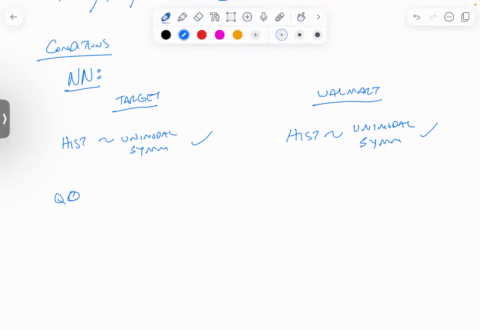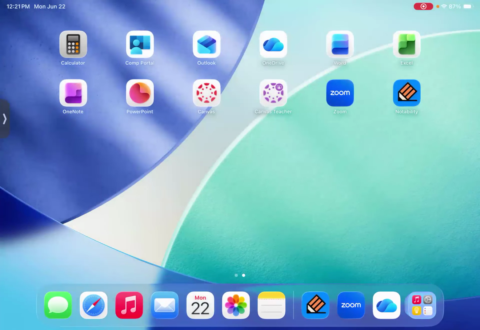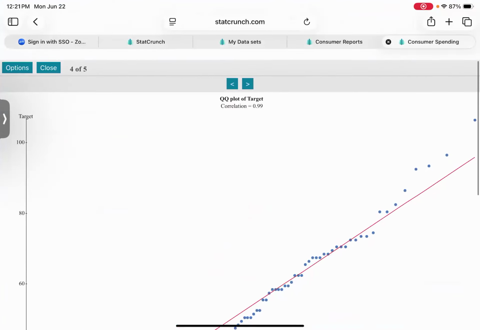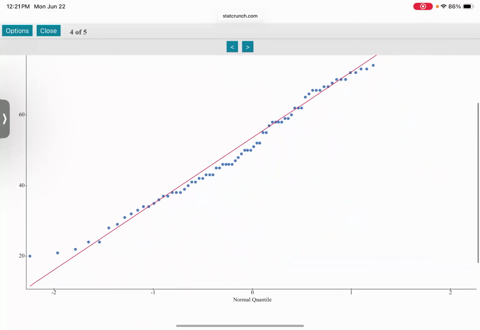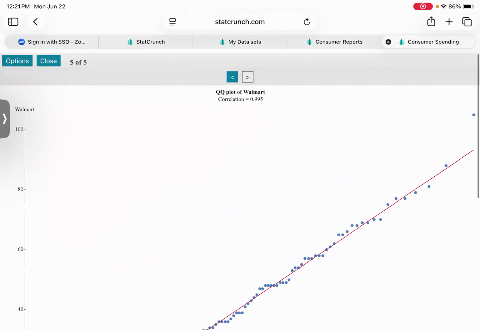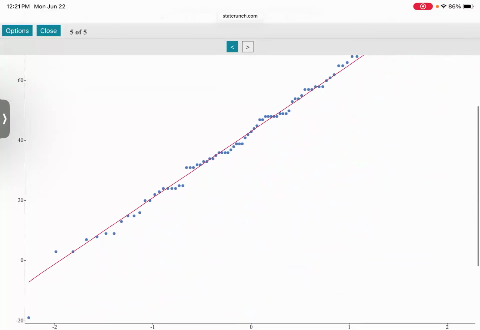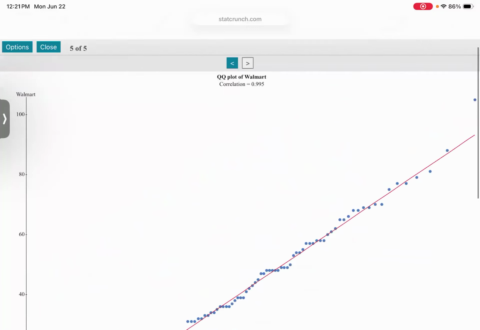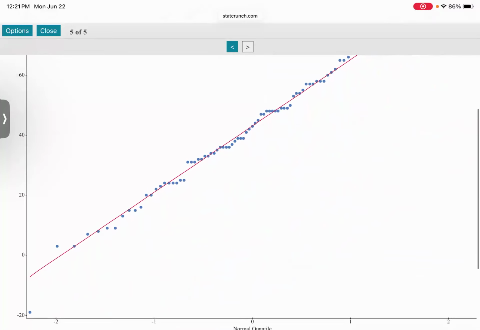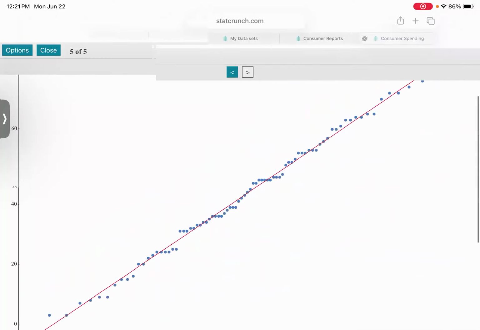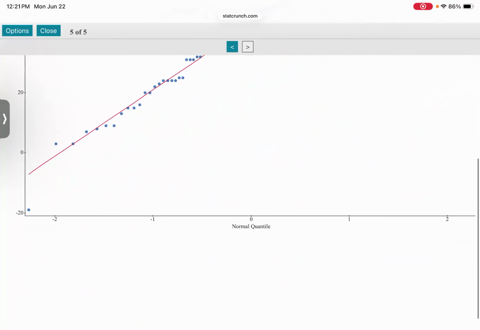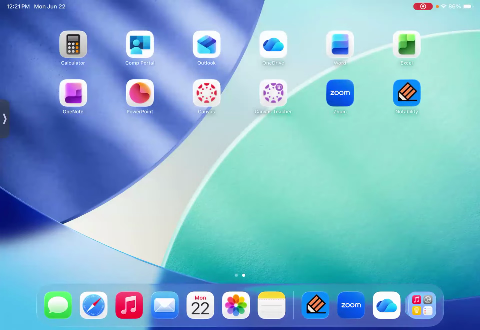We're going to take a look at the QQ plots. The Target QQ plot, values fall on the line, doesn't look like an S, looks wonderful. Walmart QQ plot, again, just absolutely fantastic. It's about as good as it gets. Data's very, very close to the line. I don't see anything that looks like an S pattern. I have two values on the extremes that don't fall almost perfectly on the line.